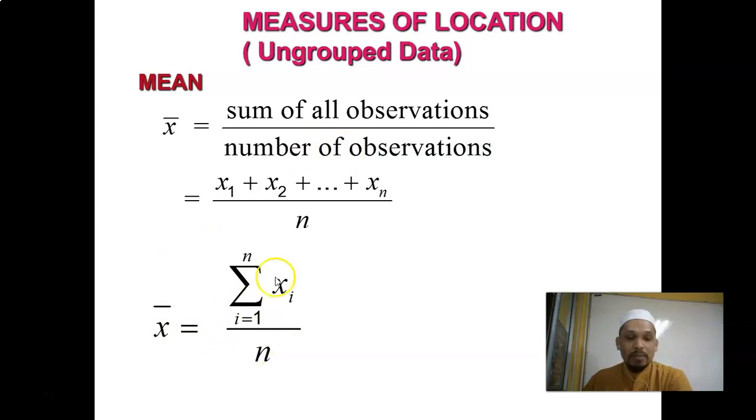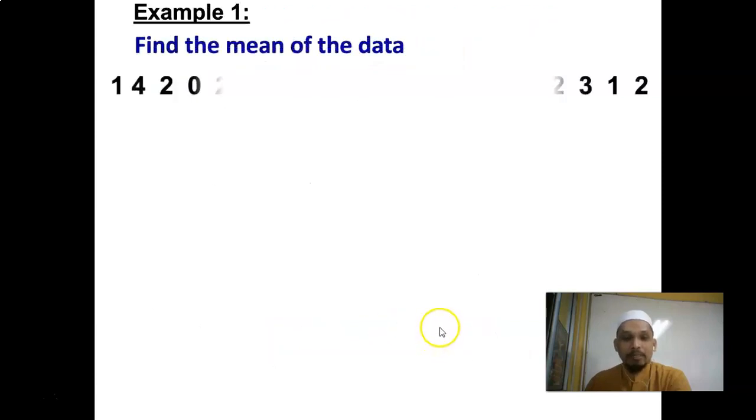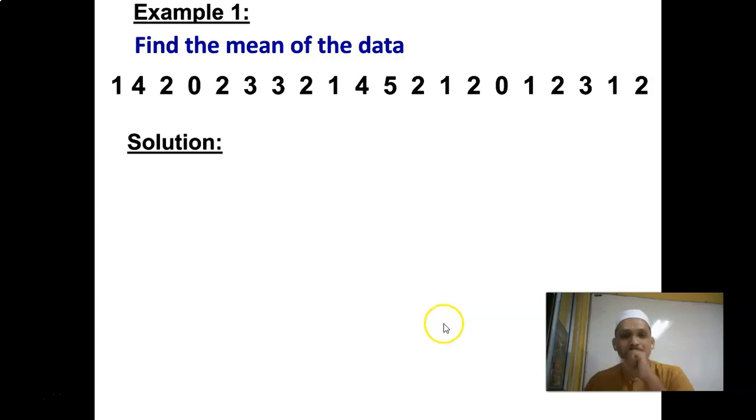And we can describe, or write in this one as the summation of all x divided by the number of data, represented by these symbols here. Okay, and these two. Example 1, find the mean of data.